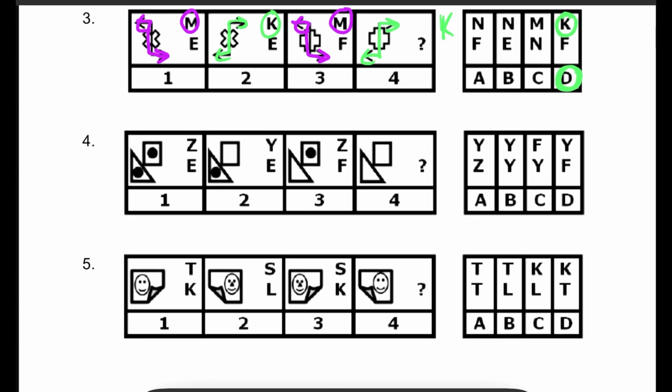Next question. So 1 and 3 both have a Z as the first letter, and they both have this square with a circle in here. 2 and 4 both have a square with no circle in. The first letter here is a Y, so the first letter here will also be a Y.